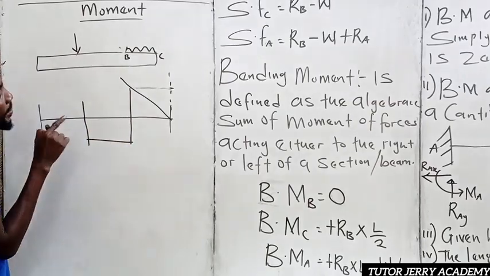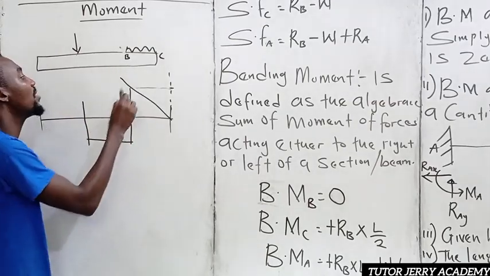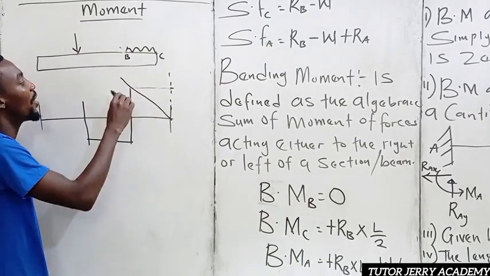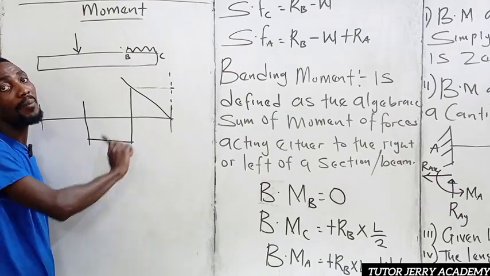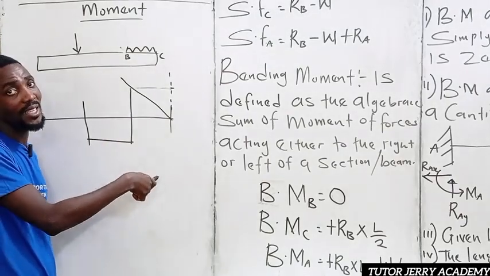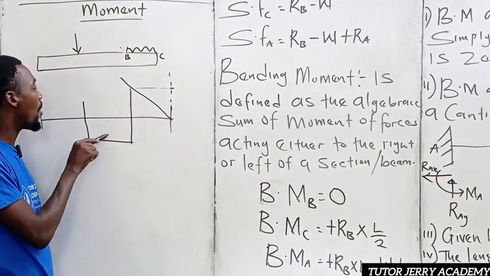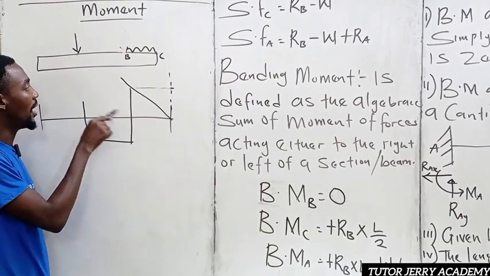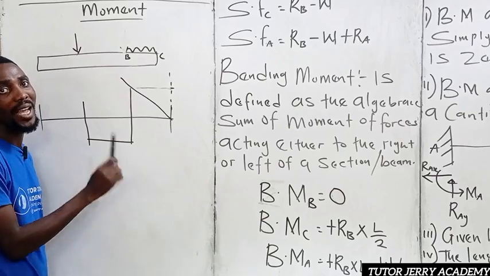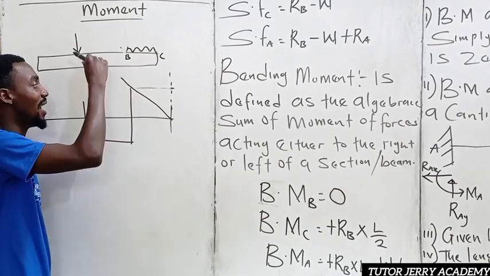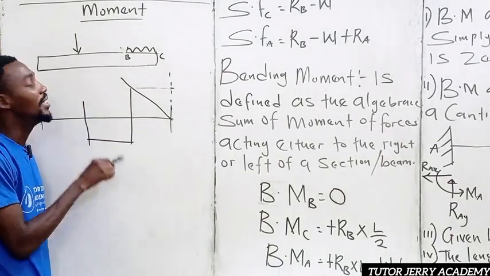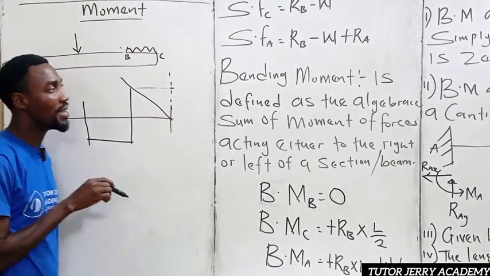If we want to draw the bending moment diagram of this uniformly distributed load, we are going to be using what? A parabola, a parabolic curve. Do you understand? To represent this. But for our point load, and everywhere we have a constant line, we are going to be using an inclined line to represent that in our bending moment diagram.